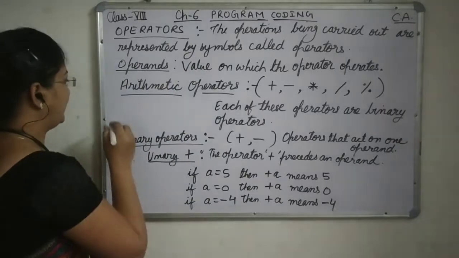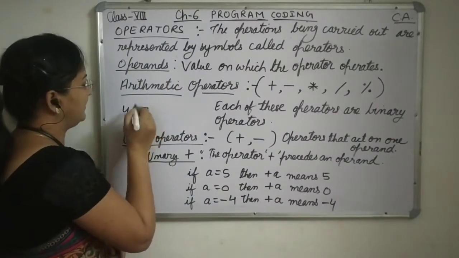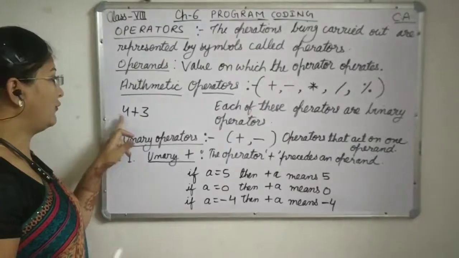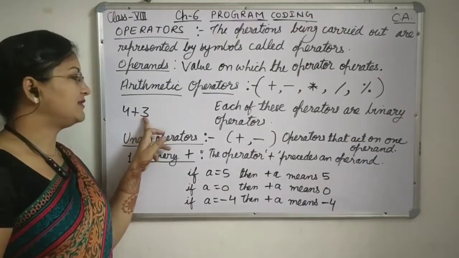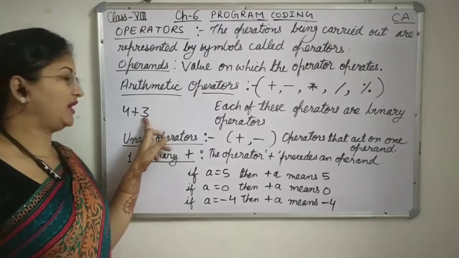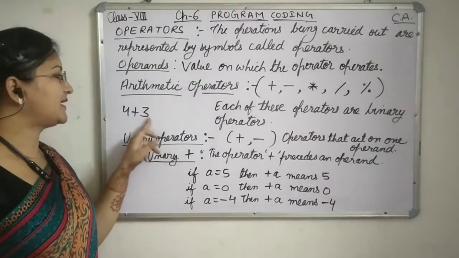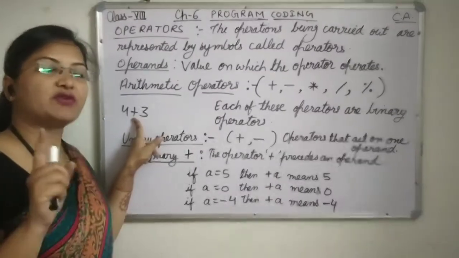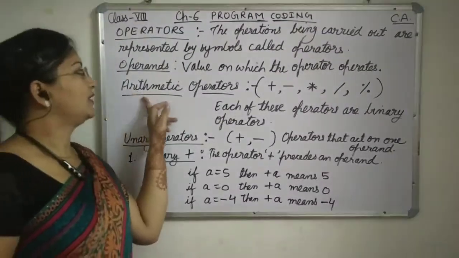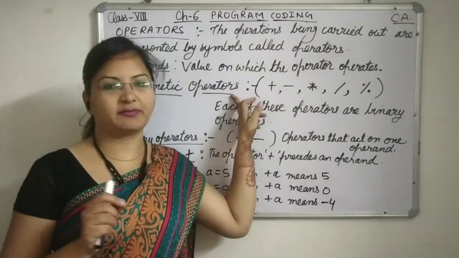Like here, if I write 4 plus 3, so 4 is an operand, plus is an operator and 3 is an operand. Okay. So there are two operands and one operator. So an operator is a symbol which carries out some operation. Okay. First of all, we will discuss arithmetic operators.